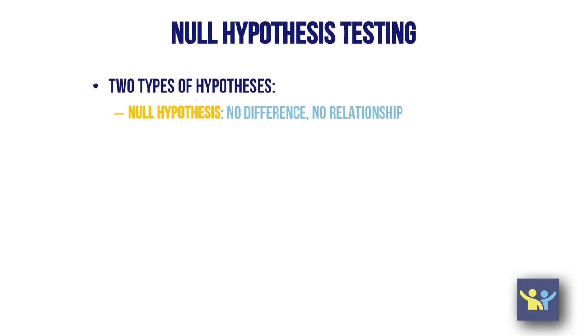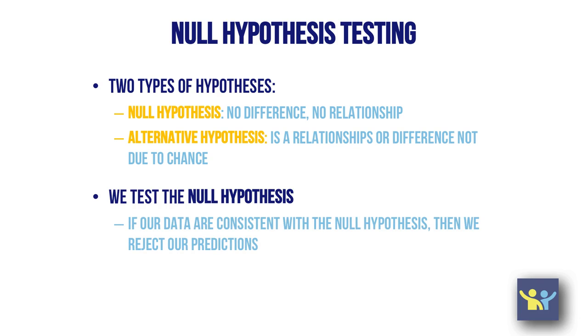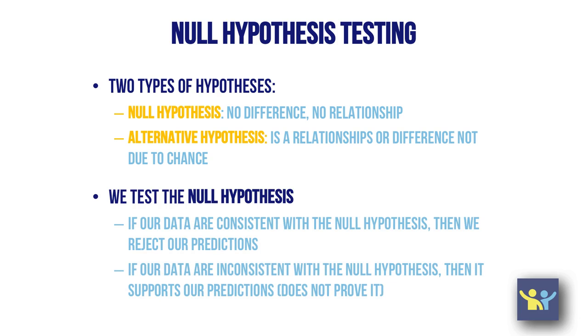Remember that the null hypothesis is the statement that an intervention has no effect on an intended outcome, or that there is no relationship between variables. The alternative hypothesis is our prediction that there is a relationship or a difference. If the data that we collect are consistent with our null hypothesis, then we reject our predictions. But if we have enough data to support our predictions, then we reject the null hypothesis. An important note is that we don't ever prove that our predictions are true. Because statistics is based on probability, there's always a possibility that the results are due to chance.